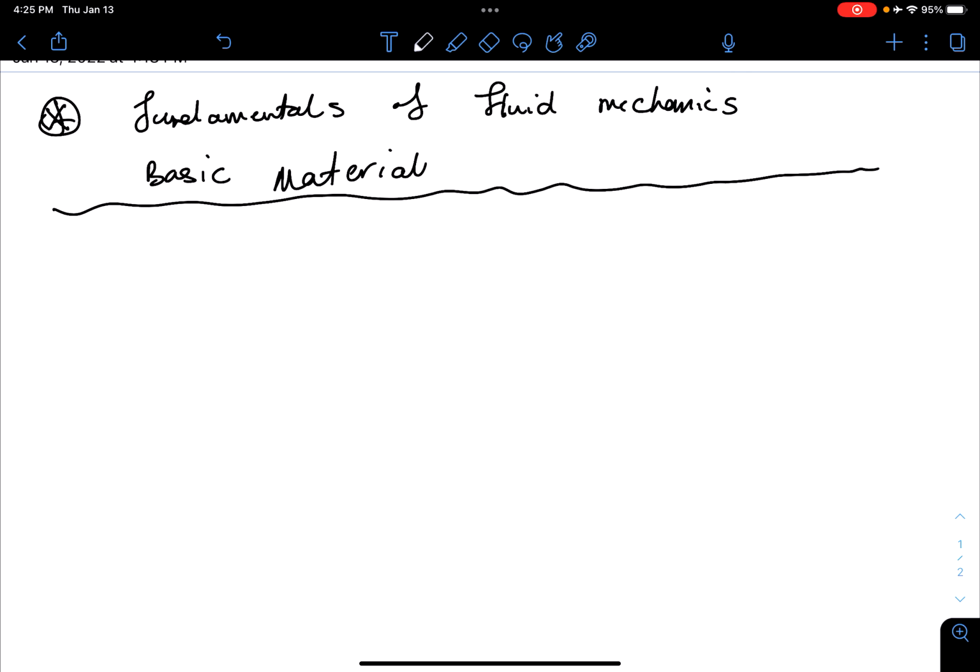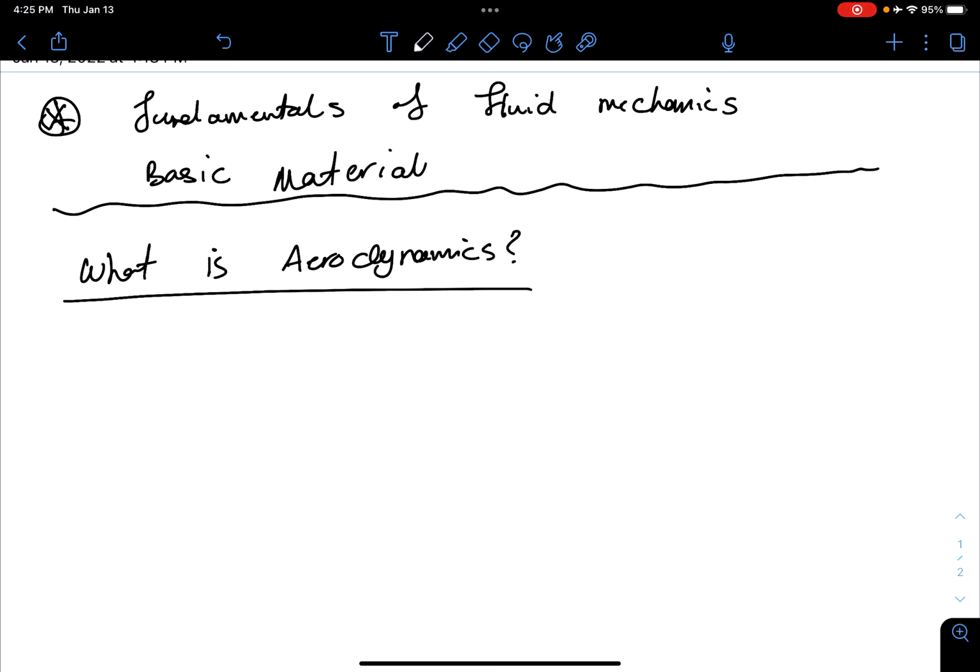The first thing I want to address today is what is aerodynamics? And I want all of you to answer this question. What do you think aerodynamics is? What is aerodynamics for you, essentially?